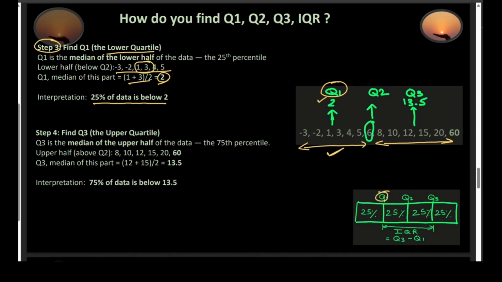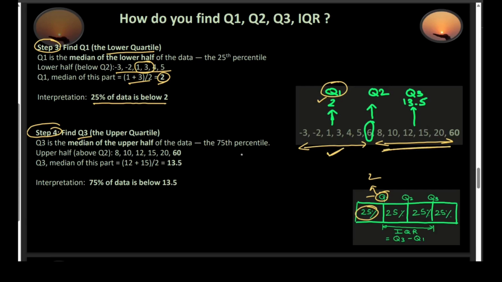That if my Q1 is 2, that means 25% of my data is below Q1. Step 4. Now we're going to find our Q3, which is the upper quartile. So Q3 is the median of the upper half. It is the median on this area, this place right here. That's where you're going to look for your Q3.